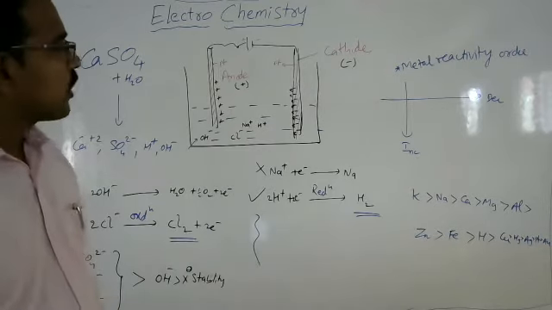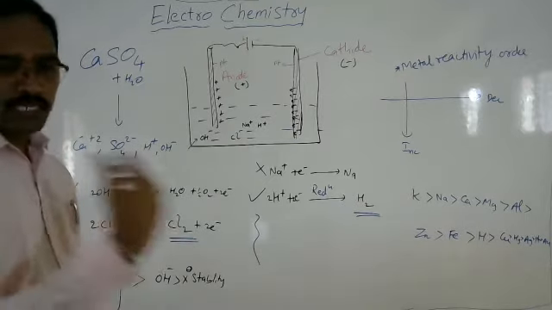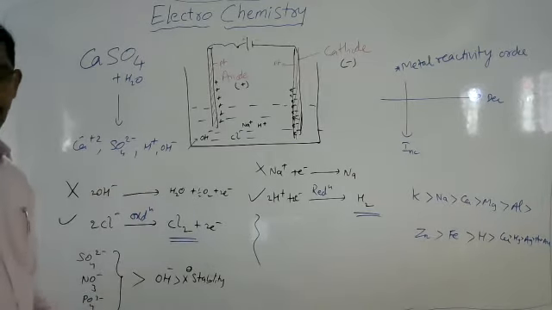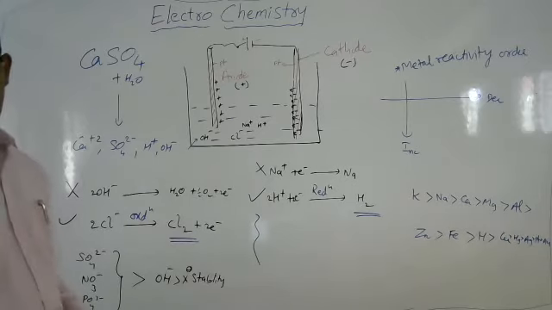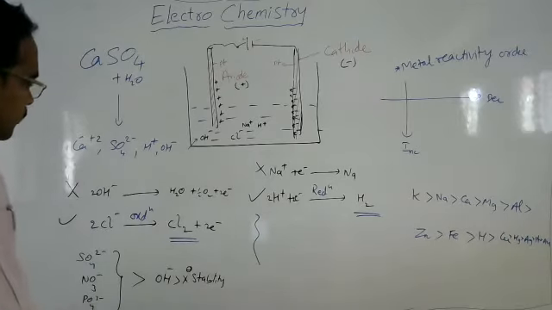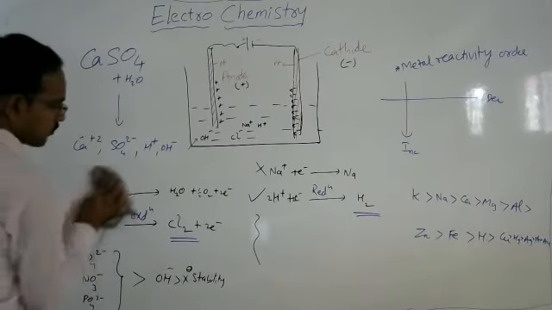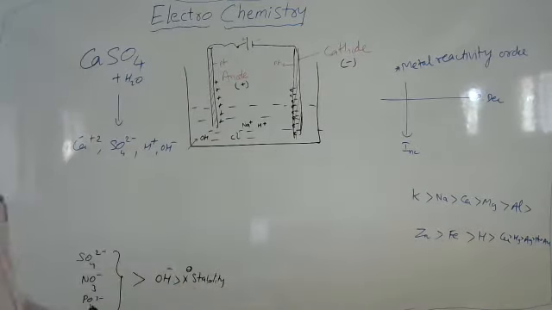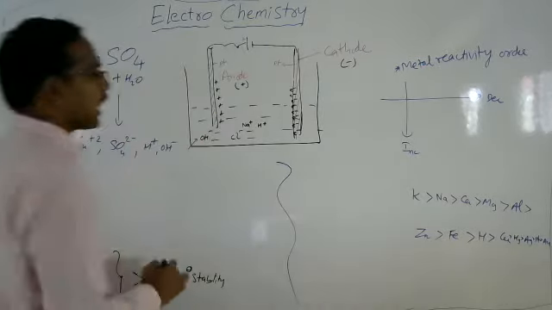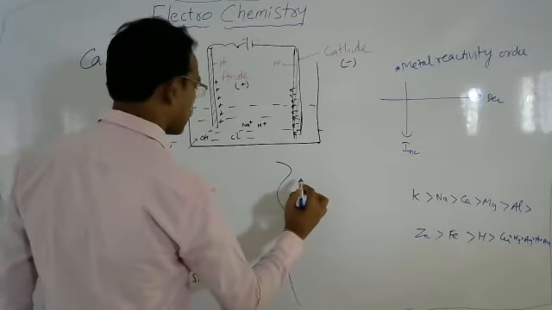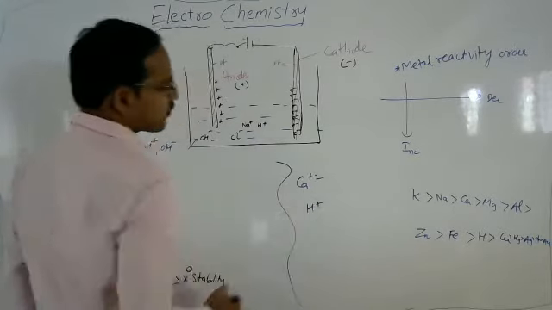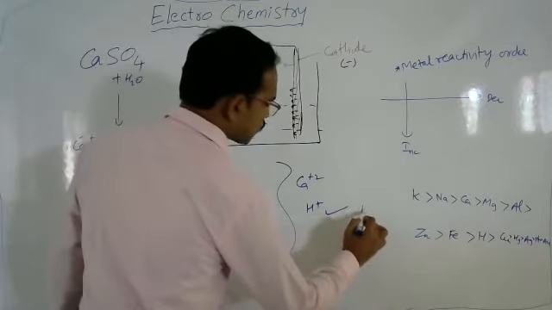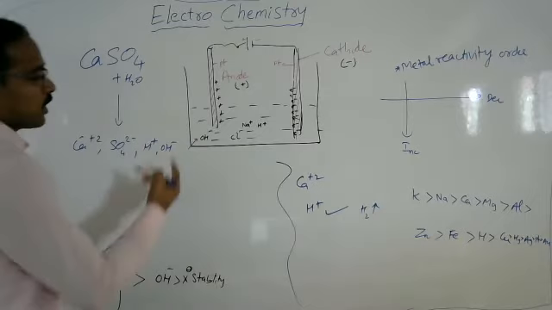At the cathode, what happens? Reduction reaction, meaning electron taking. Who will take the electron, Ca 2 plus or H plus? Decide. Yes, hydrogen. Yes, Pooja, very good. At the cathode, cations go. Which cations are there here? Ca 2 plus and H plus. Which will take the electron? Between Ca and H, H plus will take the electron, forming H2 at the cathode.